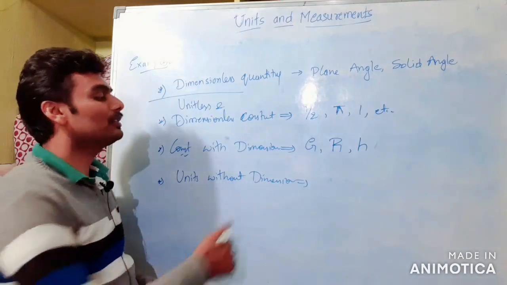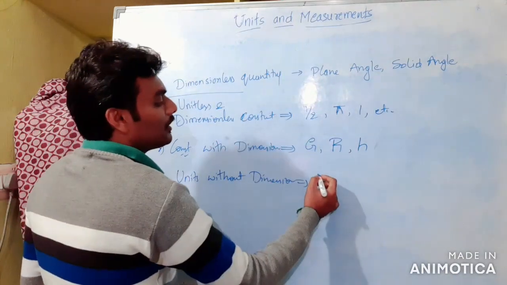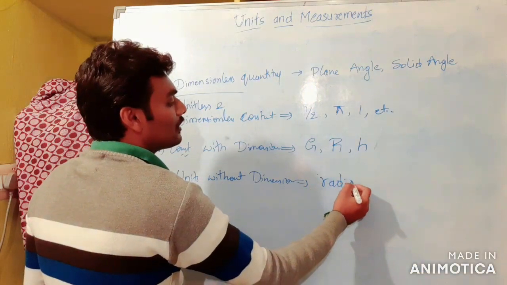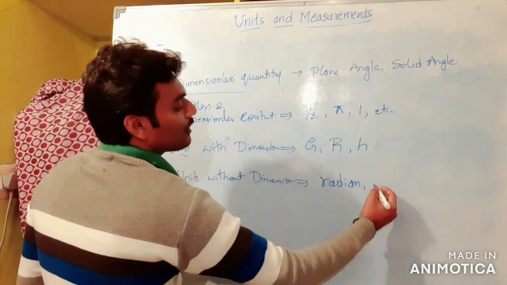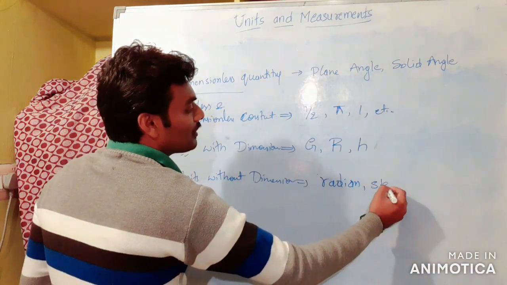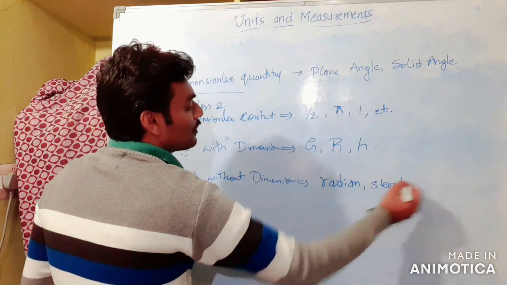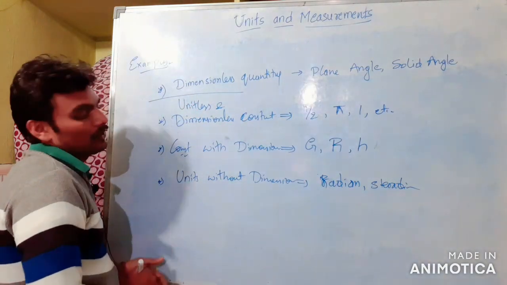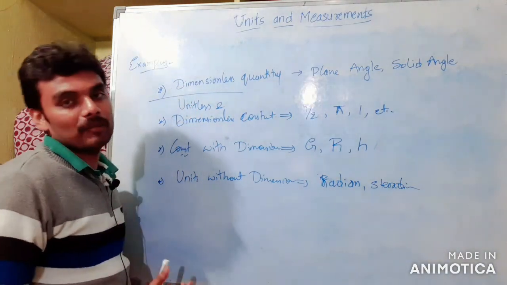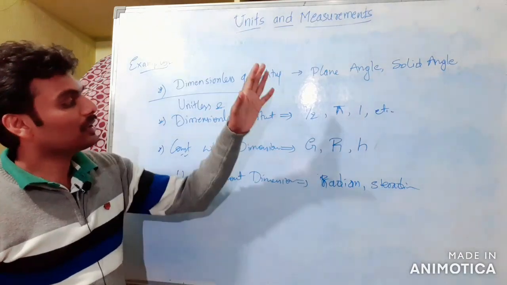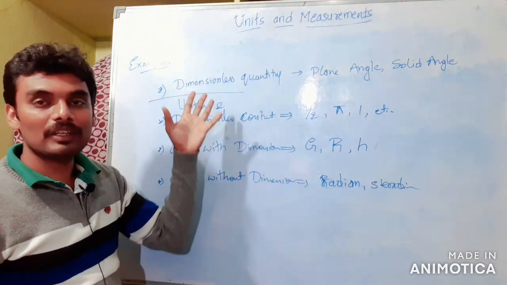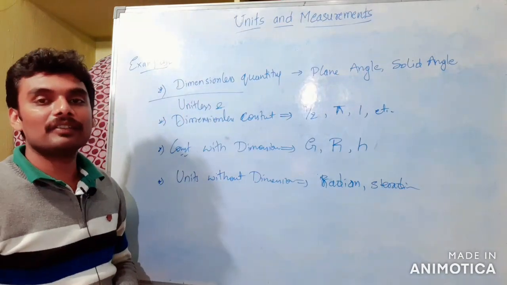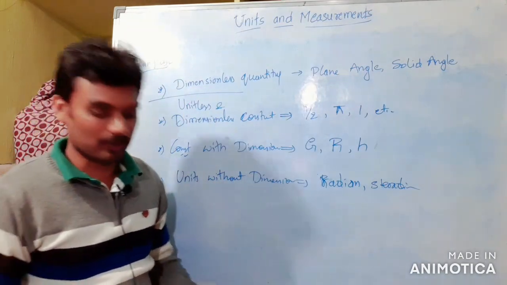That's it. So what is the unit of plane angle? The unit of plane angle is radian, and the unit of solid angle is steradian. Radian and steradian are the units which do not have dimensions. You have to keep at least one example from each situation, each case in mind, and they're asked for 1 mark. Okay, good. Thank you.